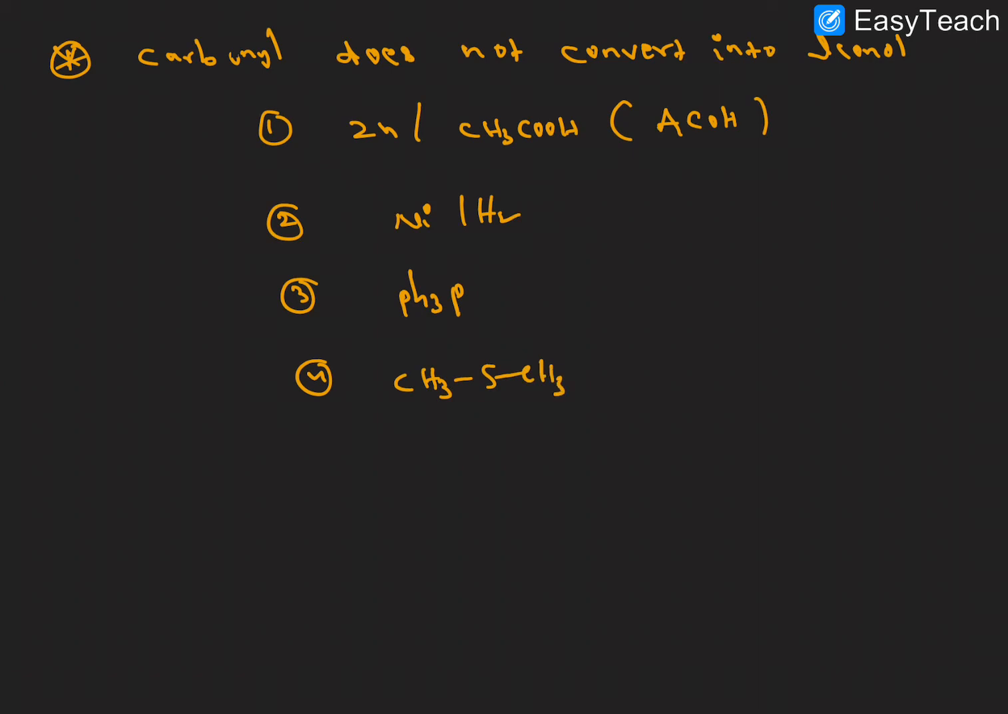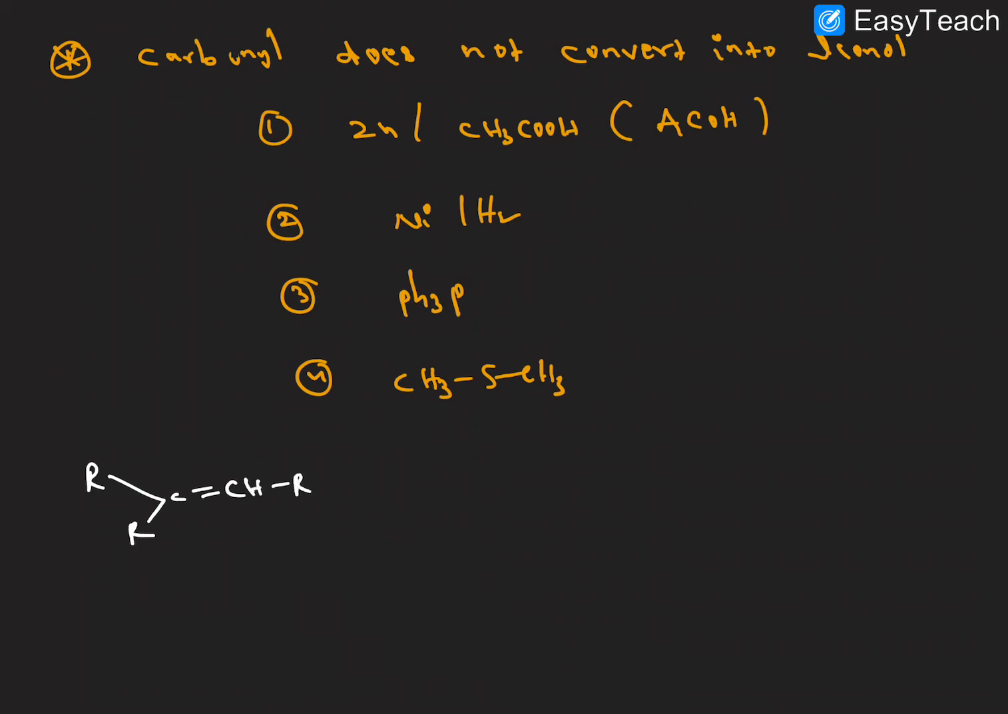So this is the ester. We can use these reagents. The carbonyl further reduction does not happen by using these reagents. Let's discuss one example here. This is the example.